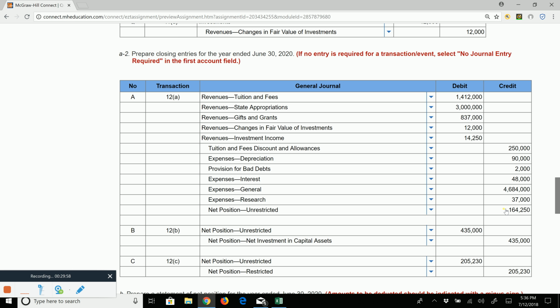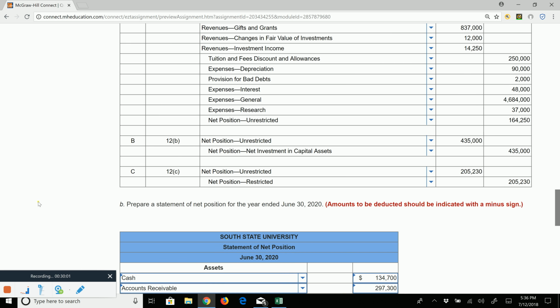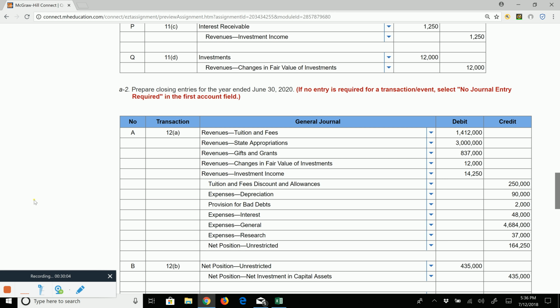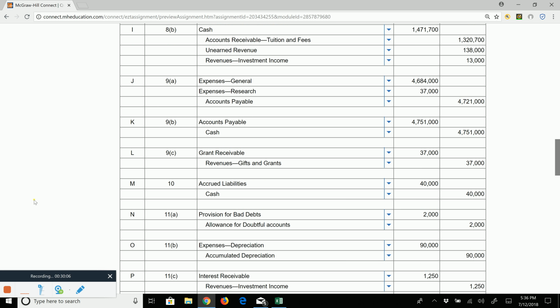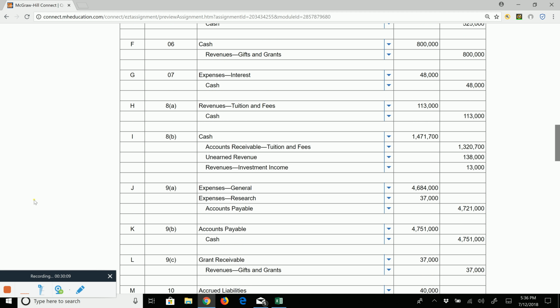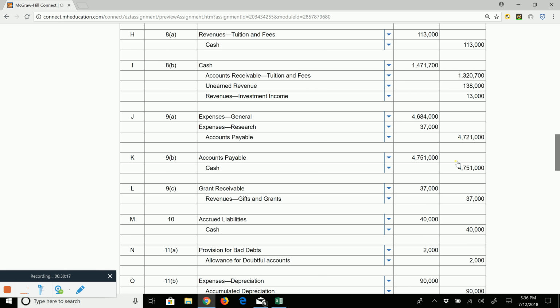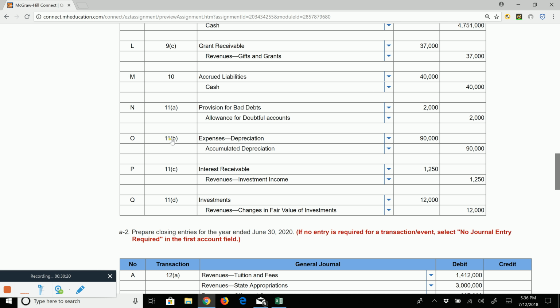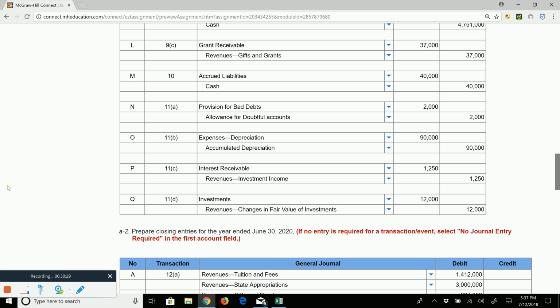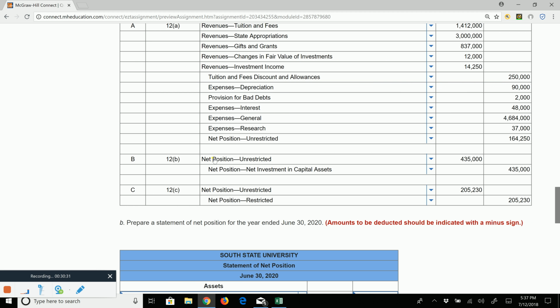Okay, so first, the net investment in capital assets. What happened here? Well, there were two things that I recall. Net investment in capital assets increased by 525. You remember way back up here in number 5? I bought capital assets of 525. Now, in addition, I also depreciated those assets. Down here, 11B, 90,000. So it went up 525, it went down 90. So your net investment in capital assets went up a net amount of 435. Debit unrestricted and credit your net investment in capital assets to increase it, 435.